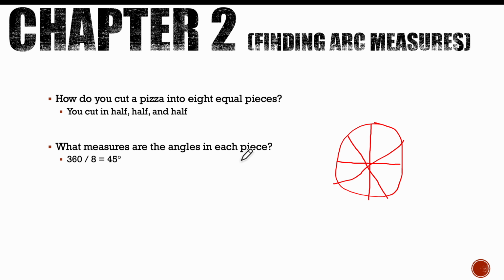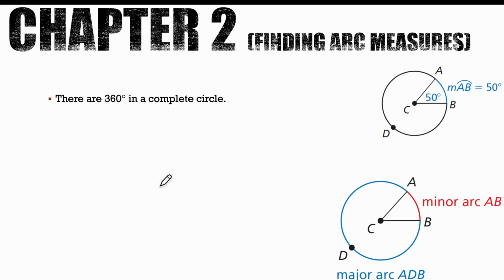Now see, remember that in a circle from here to here, if you form an angle, it is a 360-degree angle. So for every piece, if you take the angle of every piece, because they are cut equally, every angle will be equal to 45 degrees. So there are 360 degrees in a complete circle. Central angle.